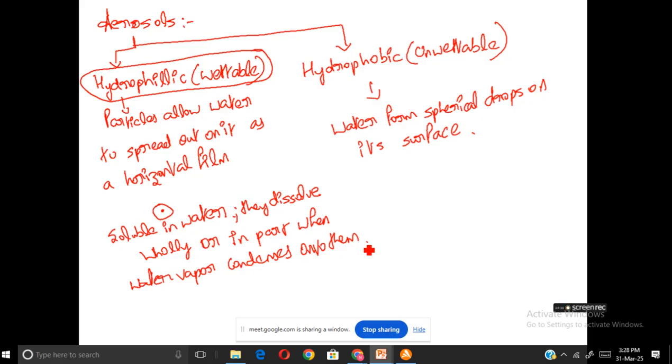Okay. So, homogeneous nucleation, heterogeneous nucleation, and aerosols: two types of aerosols, hydrophilic and hydrophobic. Hydrophilic is wettable, which means the particles allow water to spread out on them as a horizontal film. These hydrophilic aerosols generally act as the cloud condensation nuclei. And there are hydrophobic aerosols which are unwettable. They don't allow the water to spread out, but instead the water forms spherical drops on the surface. And among the hydrophilic aerosols, there are some which are soluble in water as well, which means they dissolve wholly or in part when water vapor condenses onto them.